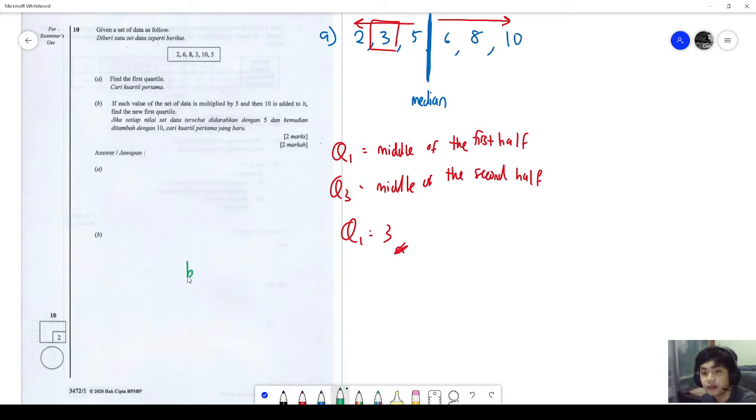For question B, if each value of the data is multiplied by 5 and 10 is added to it, find the new first quartile. You notice that the position doesn't change. The values increase, but the position doesn't change. So all you need to do is 3 multiplied by 5, added by 10. So the answer is just 25 here. And this is done. A 2 mark question, doesn't take too much work, thankfully.